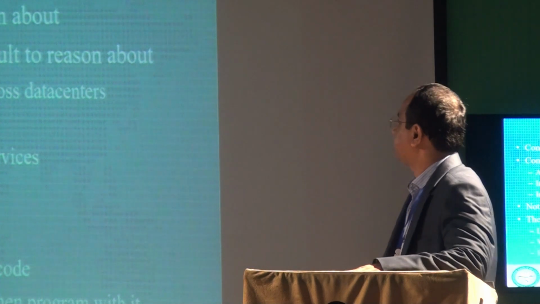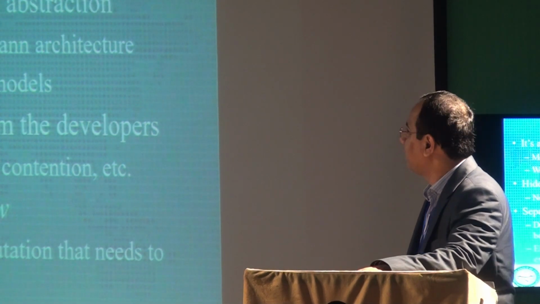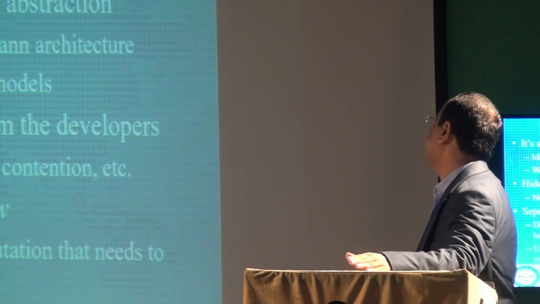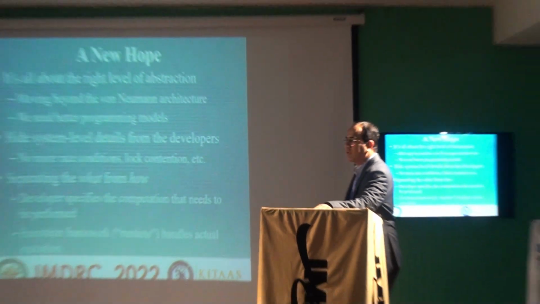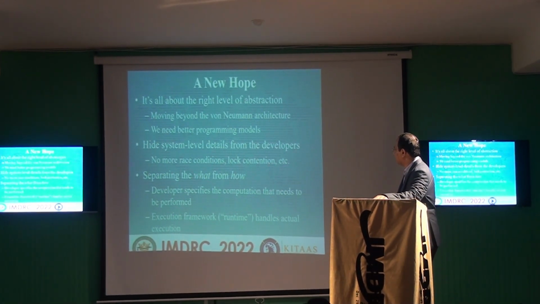Next, please. A new hope is the right level of abstraction. Moving beyond the von Neumann architecture, we need better programming models that hide system level details from the developers. No more race conditions, no more lock contentions.